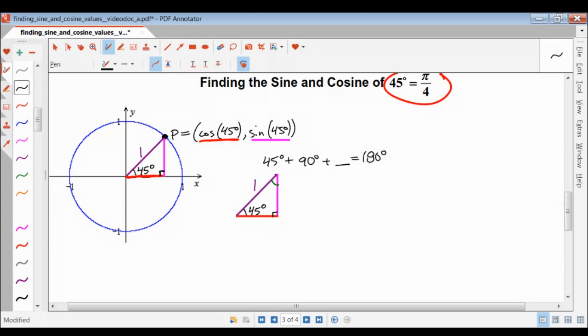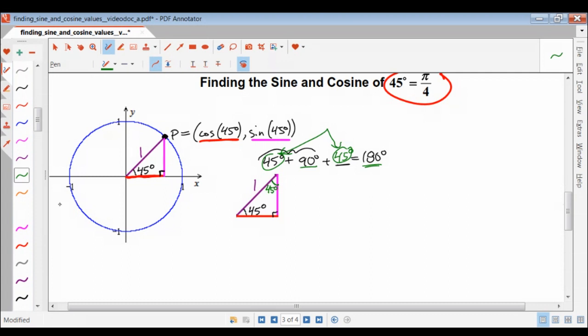Well, we know that these two here add up to 135, and 135 plus 45 more gives us 180. It's kind of easier to see when you look at it from the perspective of these two 45s add up to 90 plus one more 90 clearly gives us 180. So this 45-degree angle is up there.